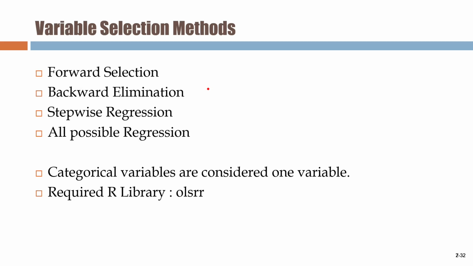Variable selection method. There are a bunch of variables, but I don't want to use all of them. If you find one variable that is highly correlated to another, that's collinearity. You can calculate the VIF value, and if the VIF value is high, you can drop it.